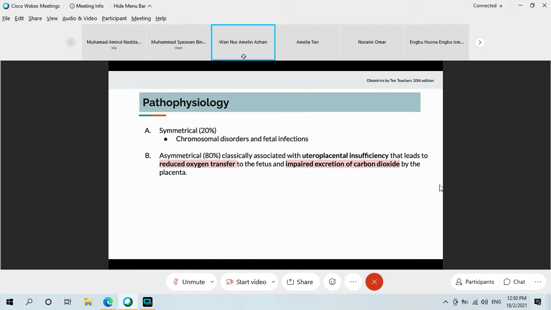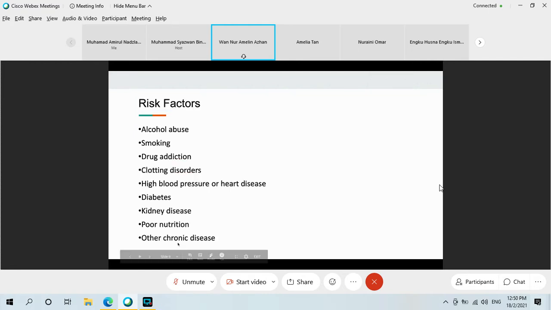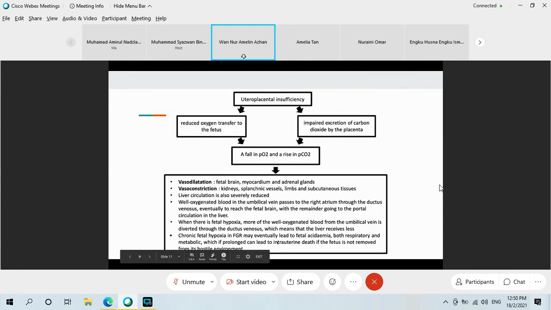Okay, next slide. In uteroplacental insufficiency, it will lead to two things. First is reduced oxygen transfer to the fetus. Next is the impaired excretion of carbon dioxide by the placenta.